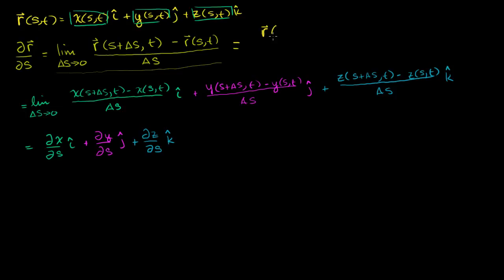r of s plus the differential of s, a super small change in s, t minus r of s and t, all of that over that same super small change in s. So hopefully you understand at least why I view things this way. When I take the limit as delta s approaches 0, these delta s's are going to get super duper duper small. And in my head, that's how I imagine differentials.